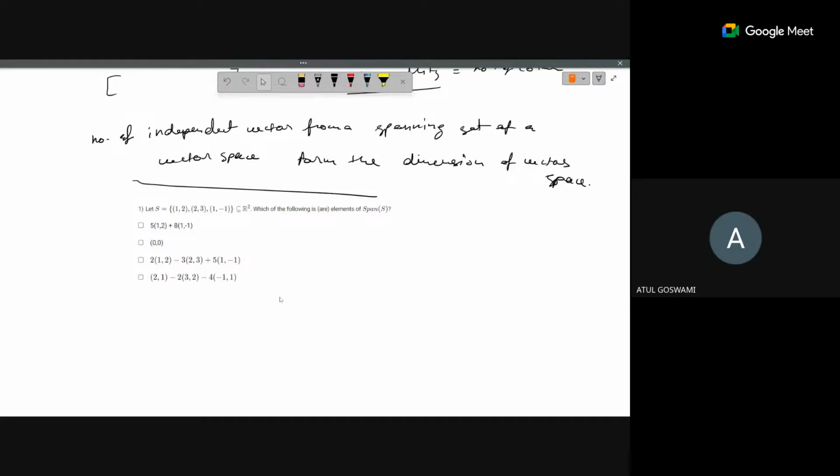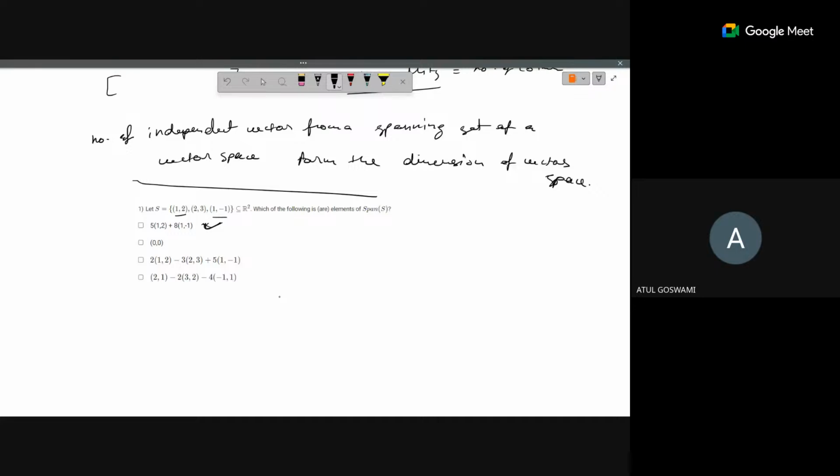How are you solving this question? Just taking each of the options, and checking whether they are linear combinations of the given vectors or not. The first option, you can directly see it is written as a linear combination of these two. It asks which of the following elements are in the span of S, so this is true. This is in the span. Okay, 0.